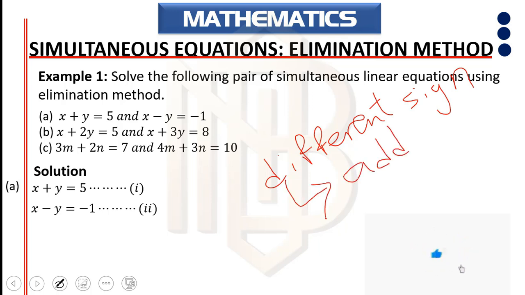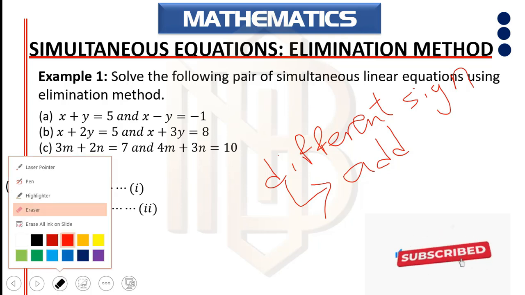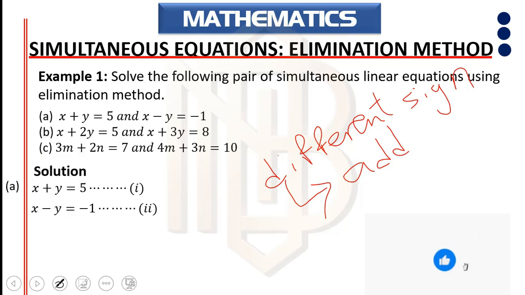That's what you do when there are different signs for the one that we want to eliminate. Because in this case, we are deciding to eliminate y, and because they have different signs, what you do is add the two equations. You are not just adding the y, you are adding the two equations. So that being said, let's do it.